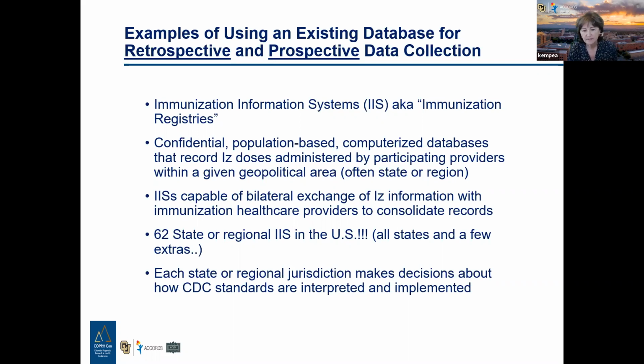And these IISs are capable of bilateral exchange of immunization information with all kinds of immunization healthcare providers, including pharmacists, to try to consolidate all records for individuals. There are 62 state or regional IISs in the US. So every state has an IIS, and some states with very large metropolitan areas, like New York, have both a state registry and a city registry. So there are more than, obviously, the number of states.